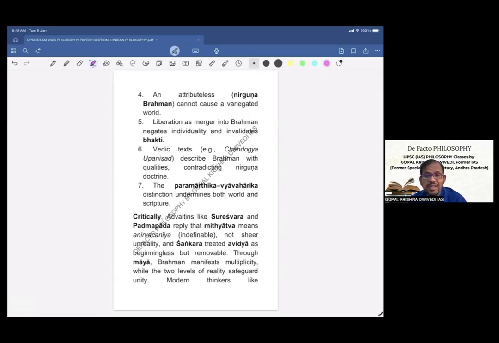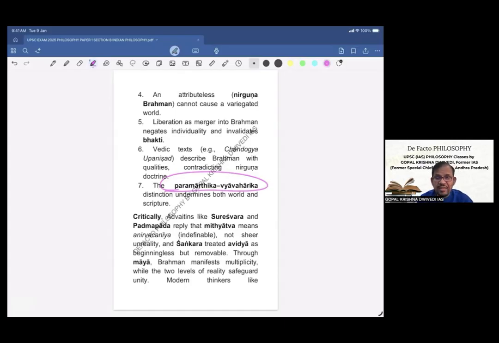Seventh, the Paramarthika Vyavaharika distinction undermines both world and scripture. This Paramarthika Vyavaharika distinction was given by Shankaracharya. So now these are the 7 objections. Now we'll go to its examination.